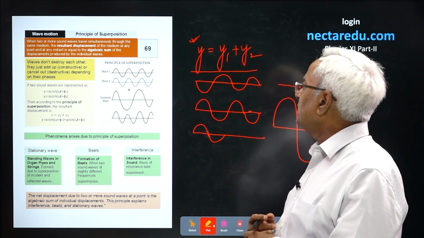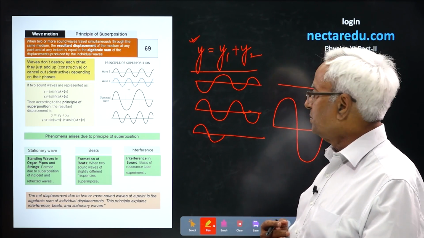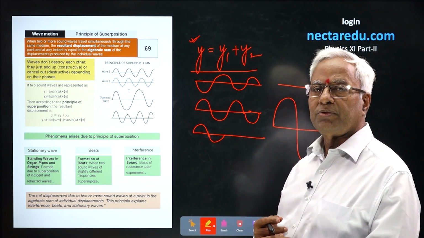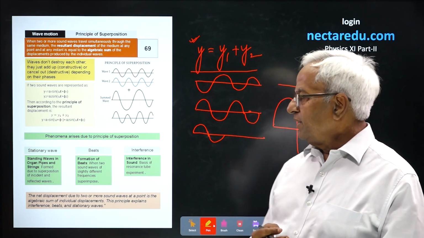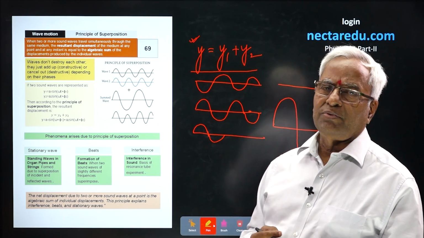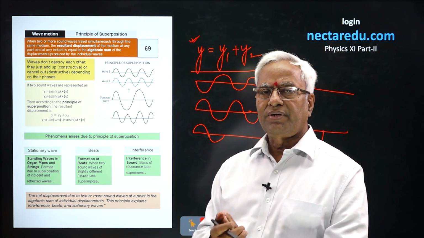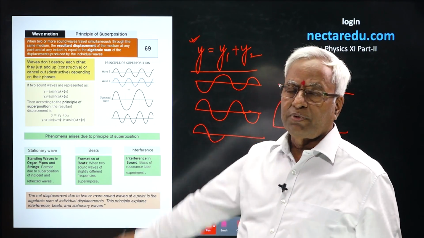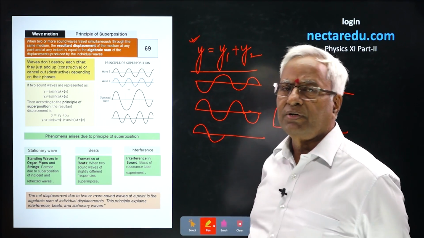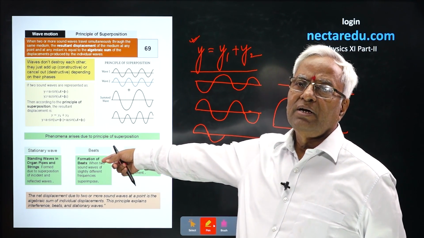So, with the principle of superposition, we came across this important fact that when two waves superimpose, something different is likely to happen. Here we would try to elaborate three processes: stationary waves, beats and interference, because of this principle of superposition. In fact, interference we are going to study, but stationary waves we have already covered.